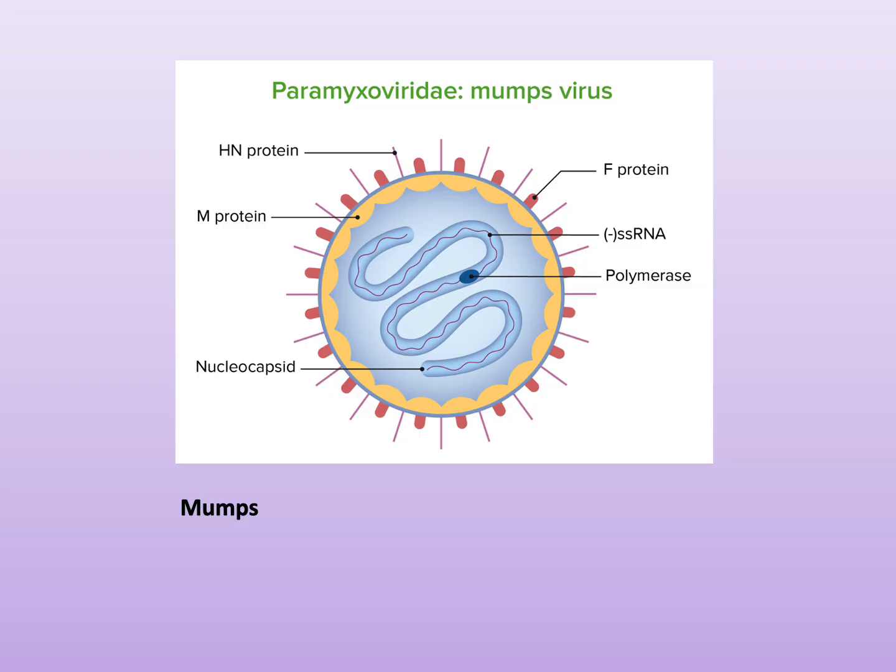This photo here is a photo of what mumps, the virus itself, actually looks like. So you see on the outside the HN proteins, which is what we had just kind of talked about, and then the F proteins as well, has the polymerase, and then the nucleocapsid. It looks kind of crazy.